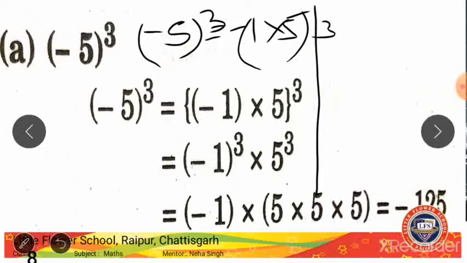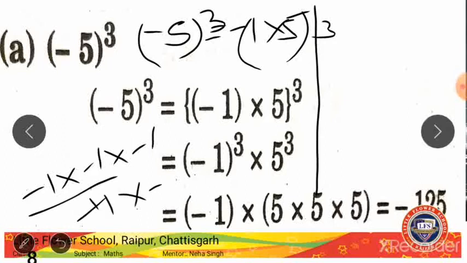So minus 1 power 3 means minus 1 into minus 1 into minus 1. Minus 1 into minus 1 is plus 1, into minus 1. Plus and minus, you have studied this in integers, plus and minus is minus. 1 into 1 is 1.